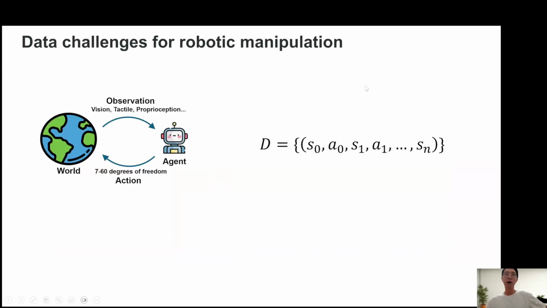So before I talk about our method, paryoperation, we need to go through the data challenges nowadays. We all know that data is a huge bottleneck, especially for robotic manipulation. When we are talking about data, they usually include observation, which are vision, tactile, proprioception, and action, which usually are 7 to 60 degrees of freedom. So we usually need to collect a data set that consists of sequences of state action pairs.